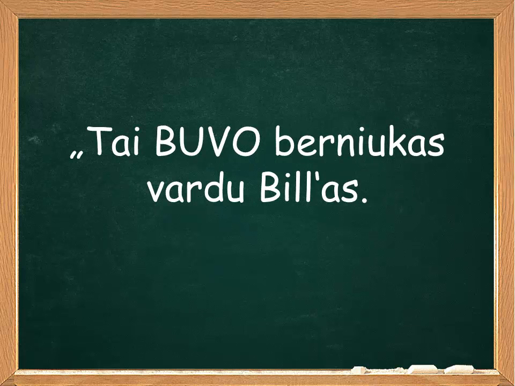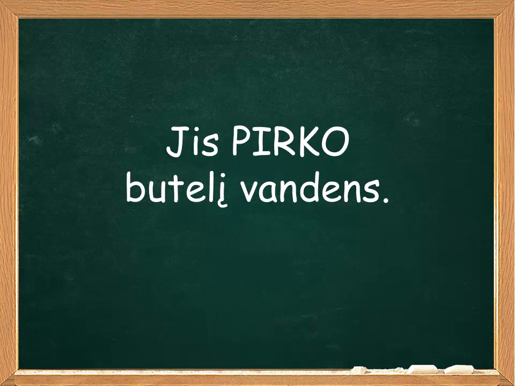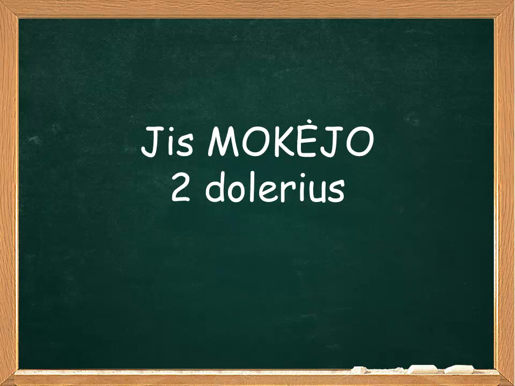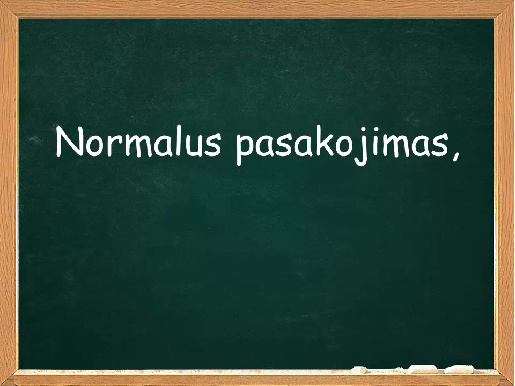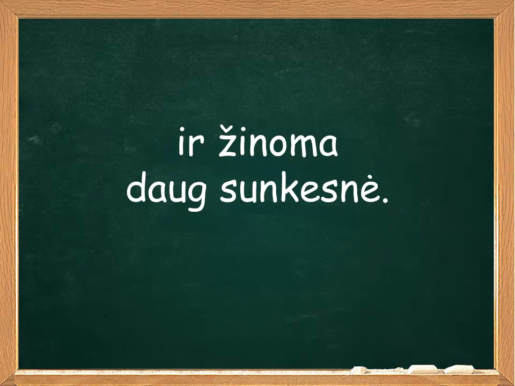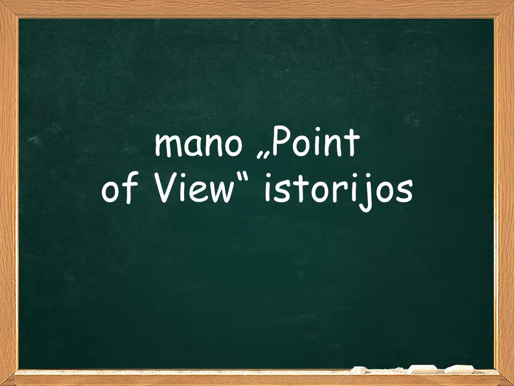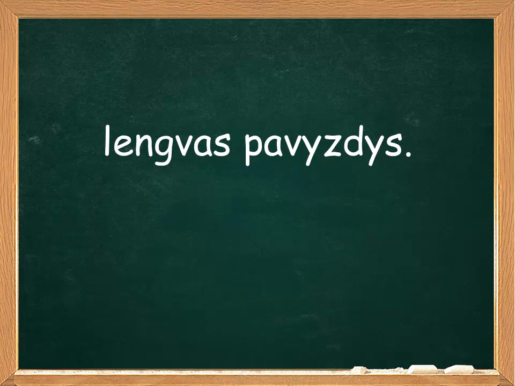There was a boy named Bill. Yesterday, he went to the store. He bought a bottle of water. He paid $2 for the water. That's all. Now, in a normal point of view story, it's longer and it's more difficult, of course. In my lessons, my point of view stories are longer, they're more difficult. But this is an example, it's an easy example.